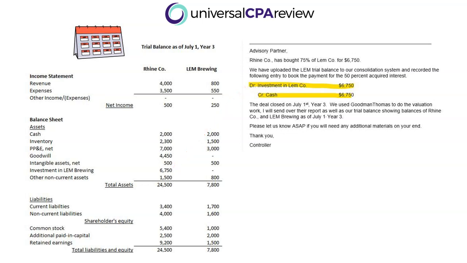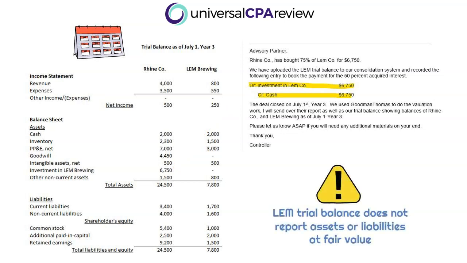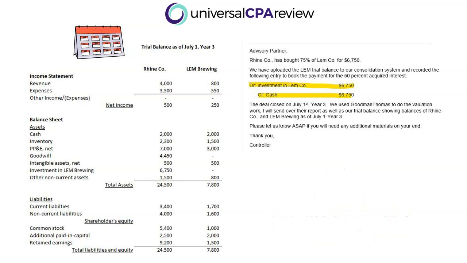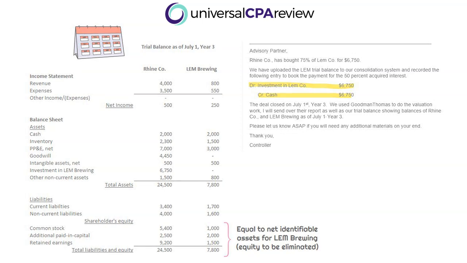Now for Lem Brewing, this is the trial balance that would have been uploaded on July 1st. Obviously, all of their assets and liabilities were recorded based on whatever it was in Lem and not necessarily fair value. We'll also need to use this for the net book value of identifiable assets, which is really that bottom part: the common stock, additional paid-in capital, and retained earnings. The trial balance is something they will need to give you in a simulation on the exam because it contains a lot of important information.